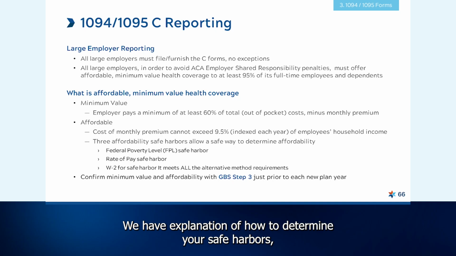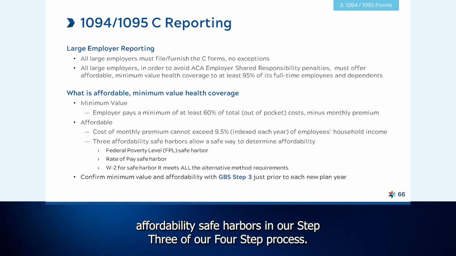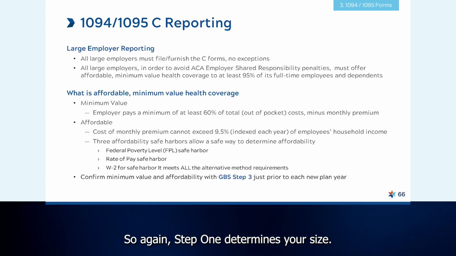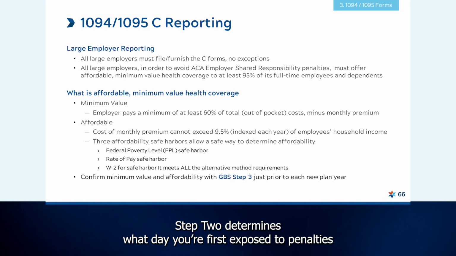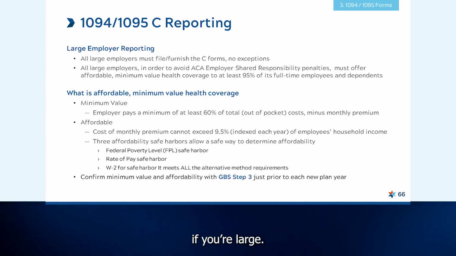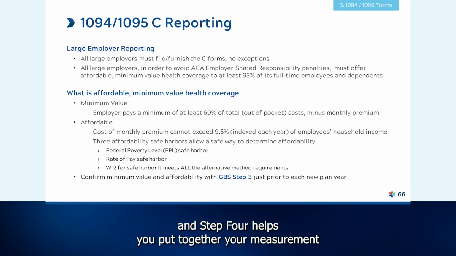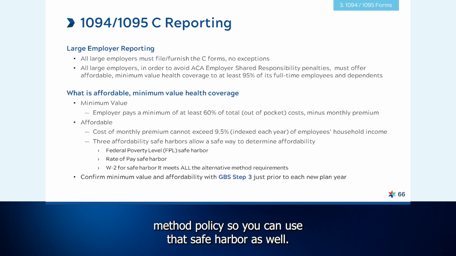We have an explanation of how to determine your affordability safe harbors in step 3 of our 4-step process. So again, step 1 determines your size. Step 2 determines what day you were first exposed to penalties if you're large. Step 3 helps you determine whether your plan is affordable and meets minimum value. And step 4 helps you put together your measurement method policy so you can use that safe harbor as well.